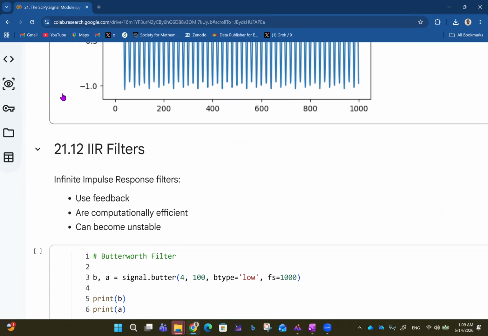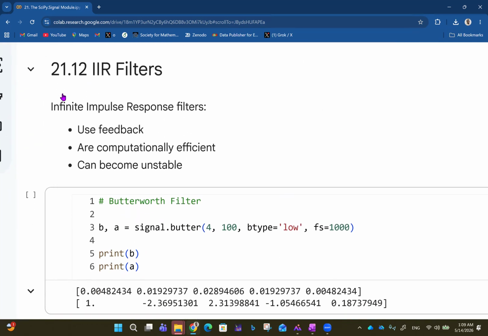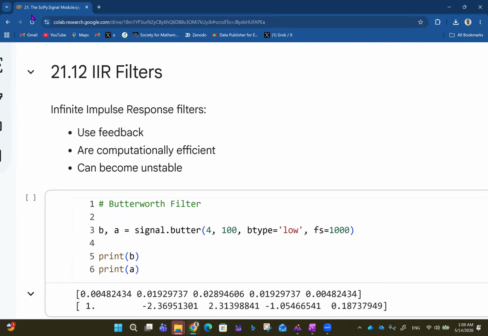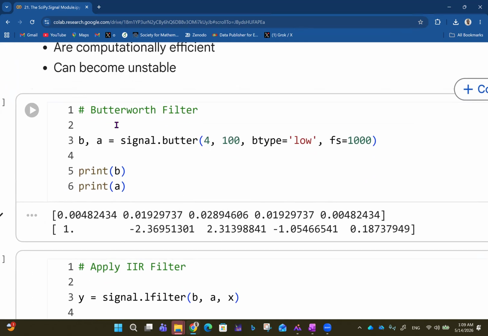So it still looks periodic like sine and cos, except that it's not sinusoidal. So IIR filters, apart from FIR filters, we have IIR filters, which are infinite impulse response filters. They use feedback, they are computationally efficient, and they can become unstable. So for instance, we can have a Butterworth filter where you have B, comma A to be signal.butter 4, 100, btype low, fs is 1000.